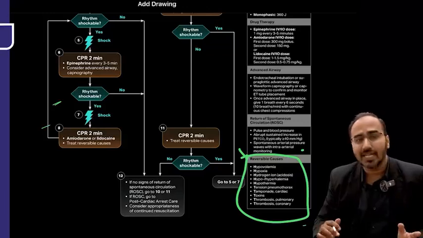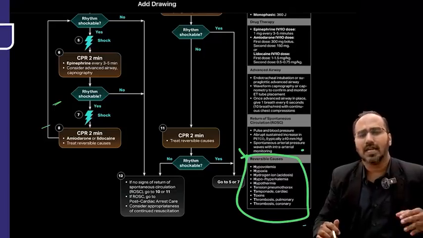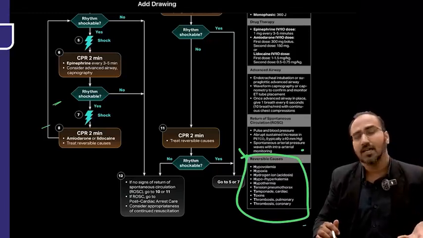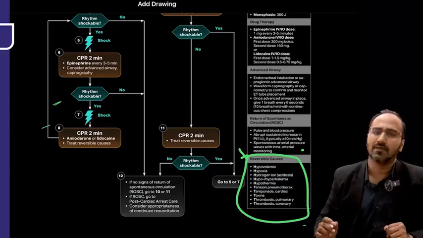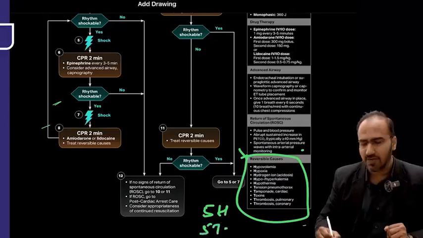Whereas in the case of non-shockable rhythm, after the first rhythm check, you continue CPR and give epinephrine. In the second rhythm check, still if it is non-shockable, you try for treating the reversible causes that we have already discussed. The 5 H's and 5 T's we have already discussed.